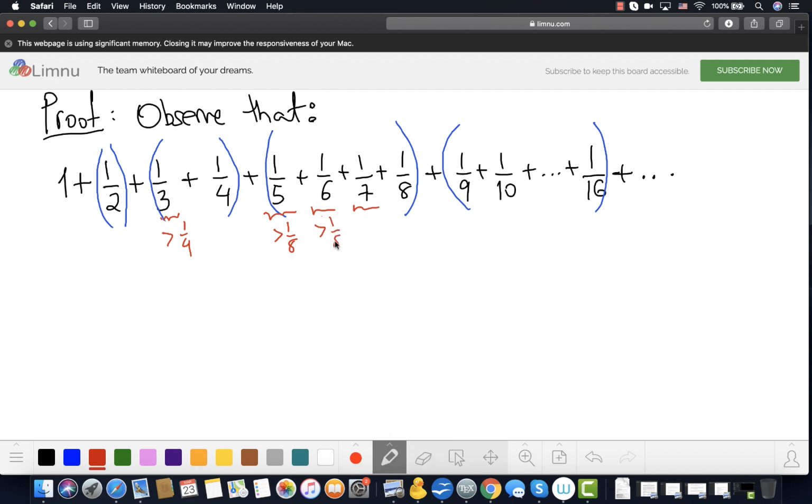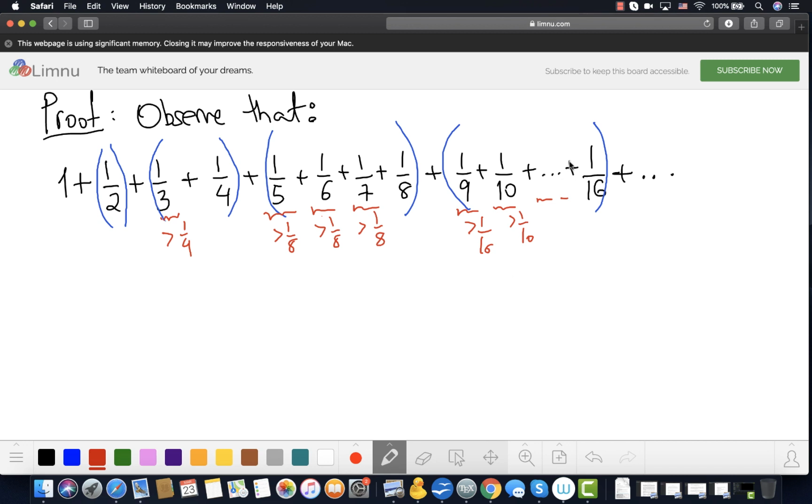Certainly, because they have smaller denominators. 5, 6, 7, they're all less than 8. So 1/5, 1/6, 1/7, they're all bigger than 1/8. Similarly, let's look at 1/9, 1/10, and so on. All these numbers are bigger than 1/16.